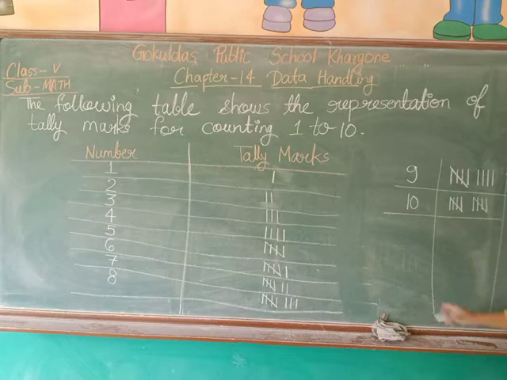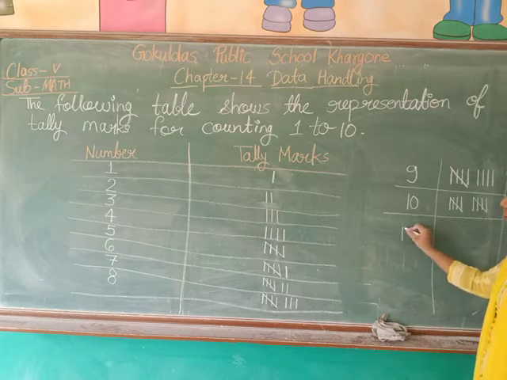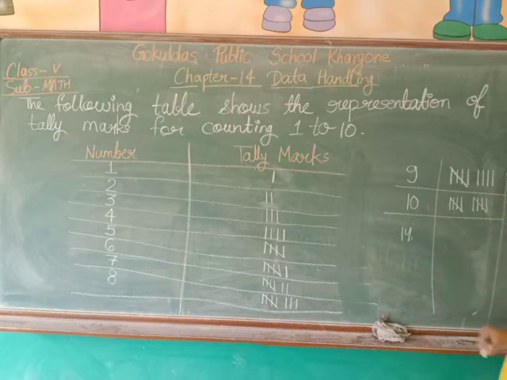Suppose I want to represent number 14 by tally marks. So how will I draw? I will draw 1, 2, 3, 4, 5. One group of 5 sticks is complete. Then I will start another group. 5, 6, 7, 8, 9, 10. Then 11, 12, 13, 14. So this is how we will represent 14 by tally marks.